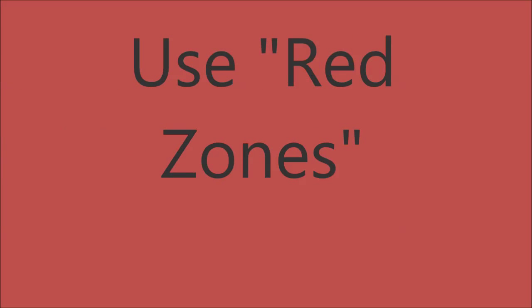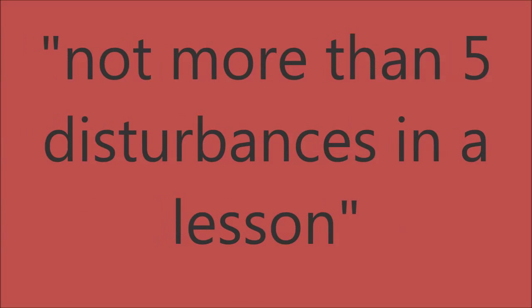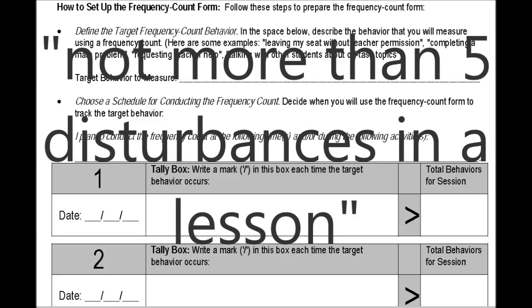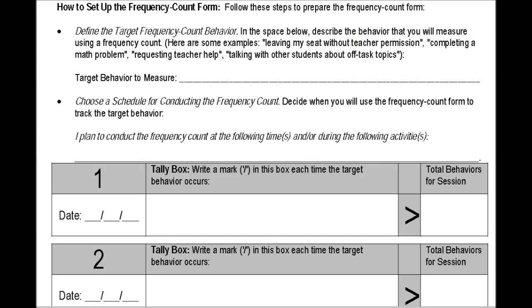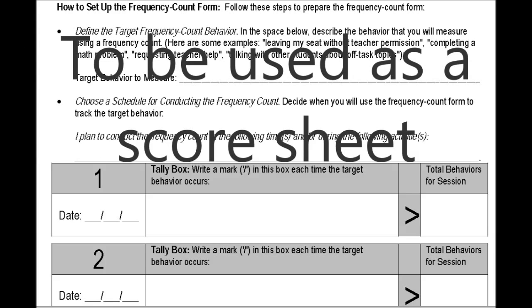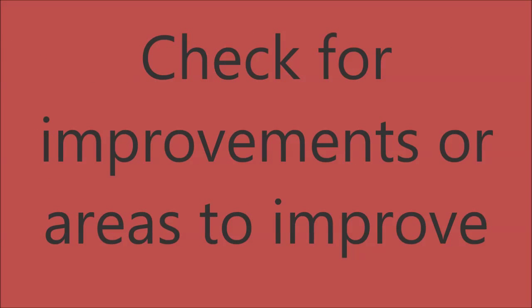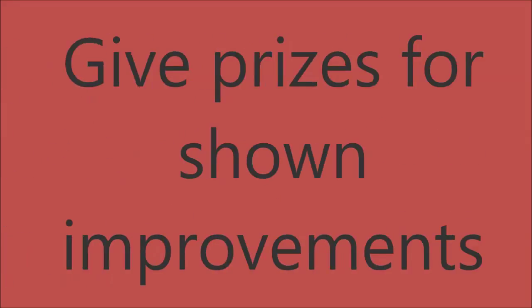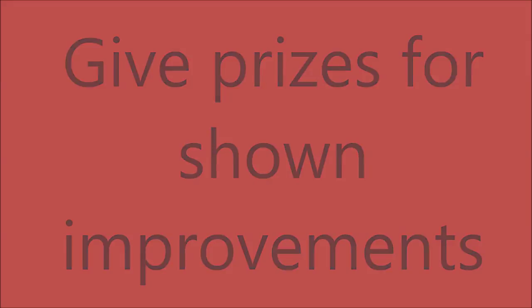Red zones can be helpful. For example, not more than 5 chatting disturbances in a lesson are permitted. The form will be used as a score sheet at the end of the class, week, month or period. It allows the student and the teacher to see how the student is doing, where can he improve and where has he already improved. If there are improvements, there can be prizes given.